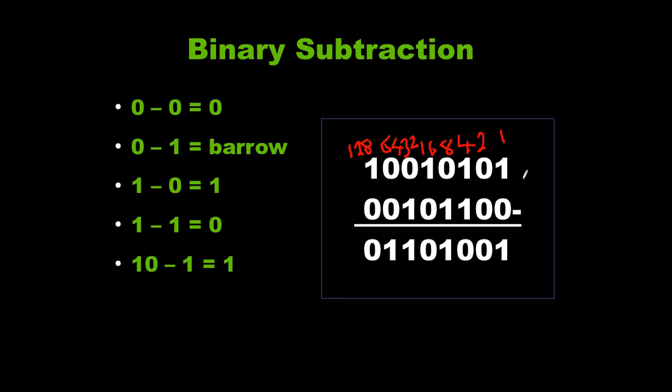I subtract what? 4 and 8, 12, and 32, 44, minus 44. So this should give me what? 105. Let's see. 1 plus what? This is 8, and this is 32 and 64, and that's 96 and 9. It's gonna be what? 105. Right answer.